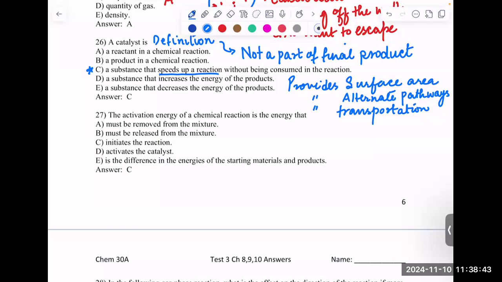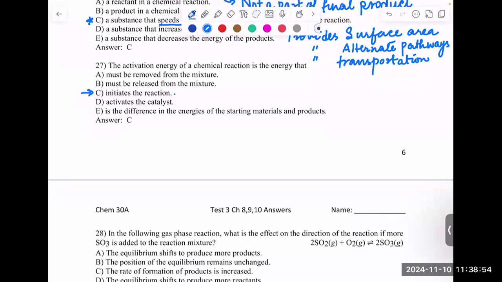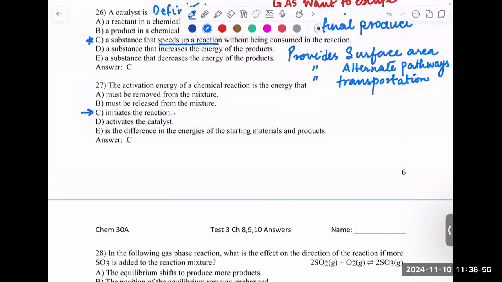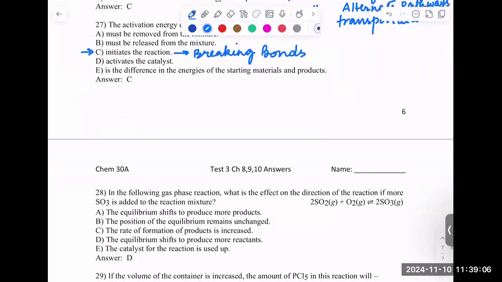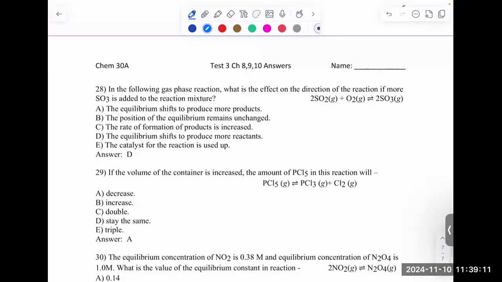Next is the activation energy. This is the energy that is needed to start, to initiate, the reaction. There's always that. A catalyst brings down the energy that is needed to break the bonds. Initiating the reaction means breaking bonds, so with less energy, the bonds can be broken.